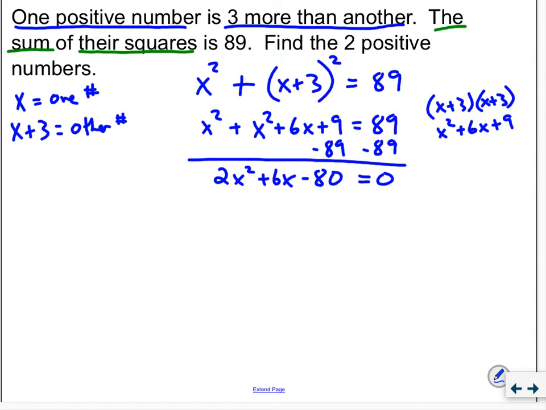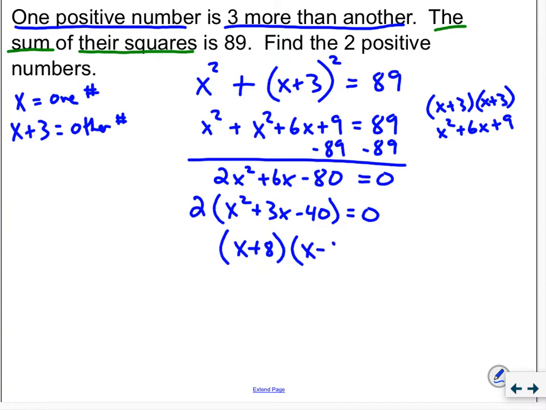So when I look at the left side, I'm thinking, you know what? It looks like there's a greatest common factor of 2. So let's divide everything by 2, or factor out that 2. Whoops. When I divide everything by 2, I get x squared, a 3x, and a negative 40. Now I have to keep factoring though. So what if I factor this to x plus 8 and x minus 5? And I'll bring that 2 down.